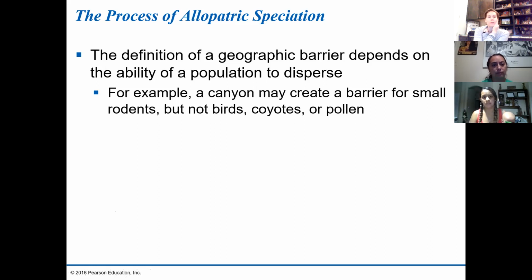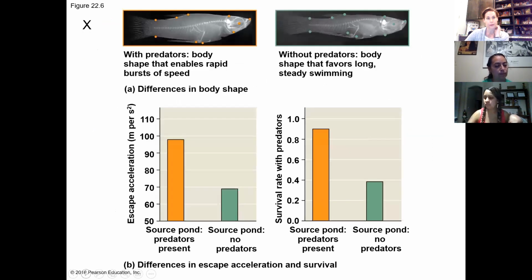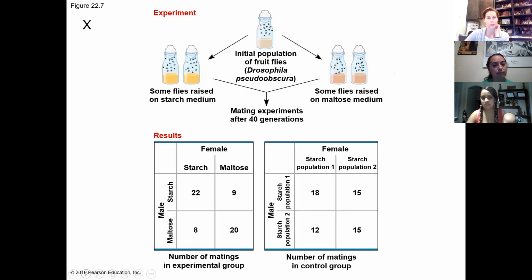The definition of a geographic barrier depends on the ability of the population to disperse. So a canyon could be a barrier for rodents, right? That's a huge place for them to go, but it's not going to be for birds, right? Because a bird can just fly over the canyon. May not necessarily be for a larger animal like a coyote that travels long distances, or a wolf, and definitely not for pollen where the wind is going to carry that. So a geographical barrier is going to depend on the individual species. I'm going to skip through this one too, I think.